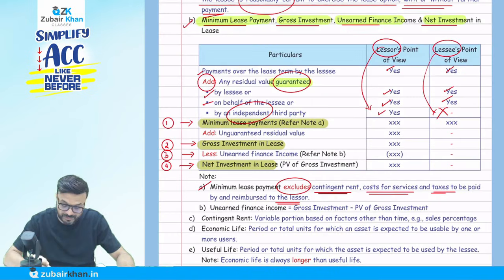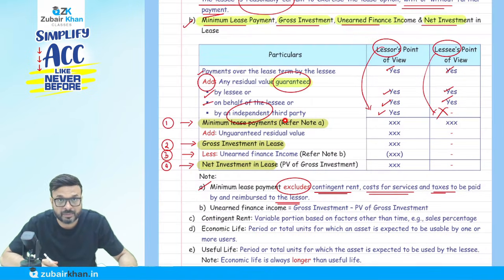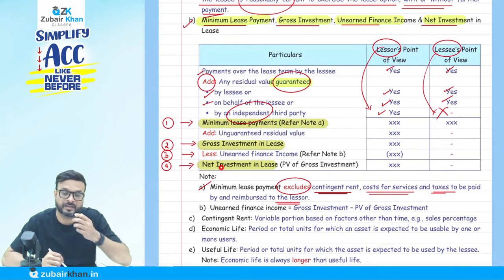So here is the minimum lease payment. In the minimum lease payment, we add the unguaranteed residual value. What will we get? We'll get the gross investment. From that gross investment, we deduct the unearned finance income. What will we get? The net investment. So remember these 4 things. What is covered in the minimum lease payment? The payment which is made by the lessee and the guaranteed residual value. Then we add unguaranteed residual value, and you will find the gross investment. If you deduct the interest component, you will find the net investment.